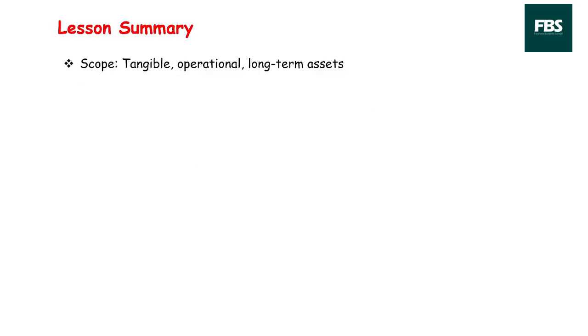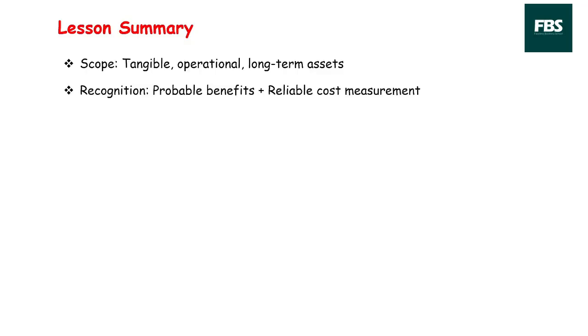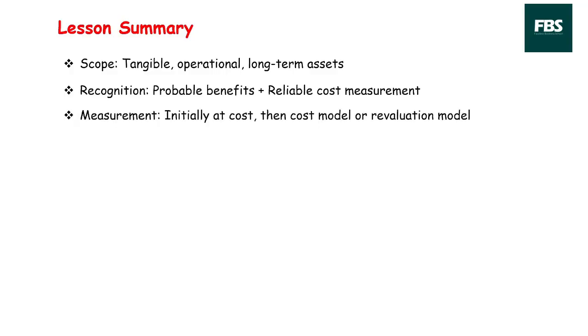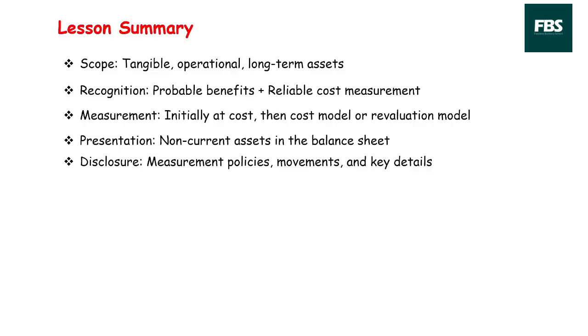Lesson summary: IAS 16 covers tangible operational long-term assets. PPE is recognized when it is probable that future economic benefits will flow to the entity and the cost can be measured reliably. An item of PPE is initially measured at cost and then cost model or revaluation model. Depreciation is a systematic allocation of depreciable amount over useful life. PPE is shown under non-current assets in balance sheet. The disclosure requirements for IAS 16 include measurement policies, movements, and key details. That is IAS 16 in a nutshell.